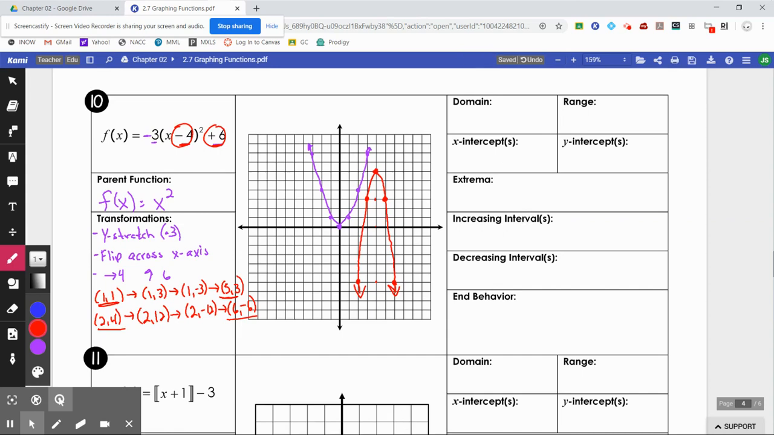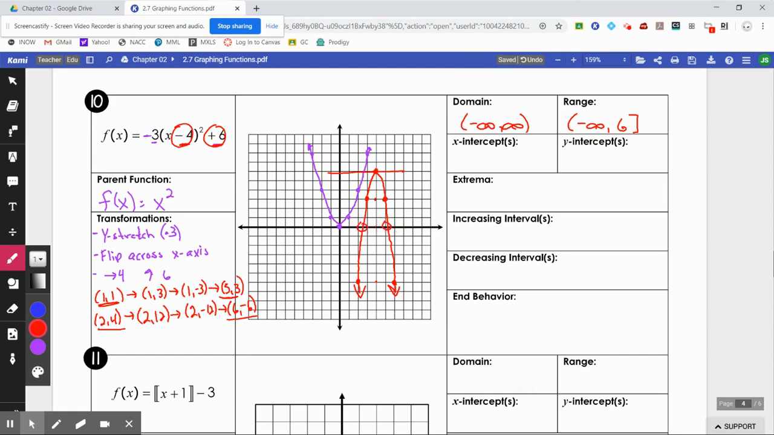Okay, my domain, there are no restrictions, so my domain is going to be all values there from negative to positive infinity. My range is all values up to this y value here, which is my vertex, so that's going to be all values up to 6, so that's going to be from negative infinity up to 6, including my vertex. My x-intercepts, I should have a couple of them.